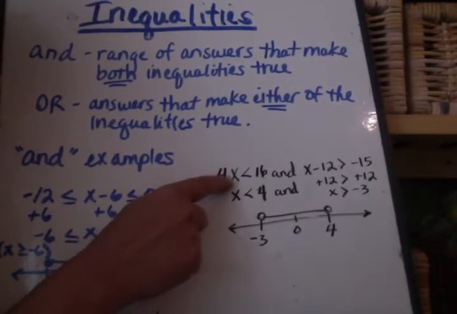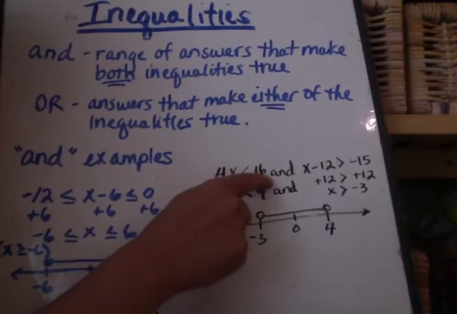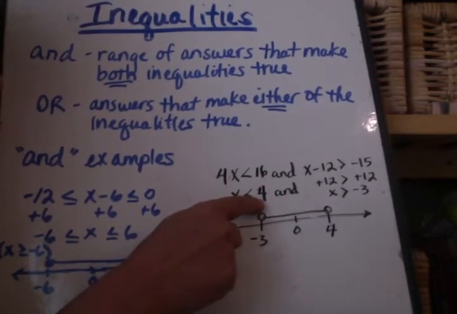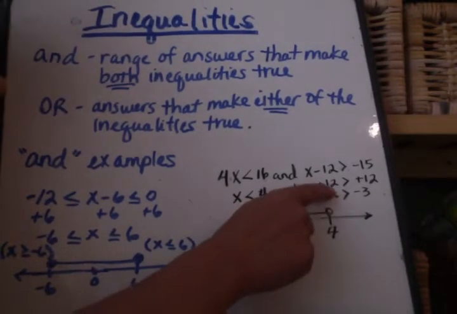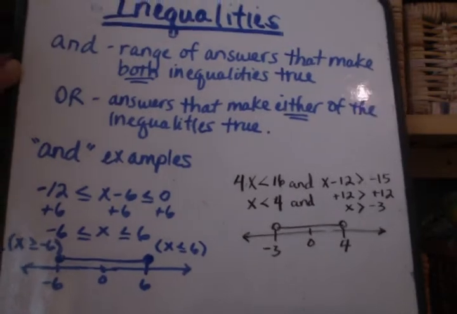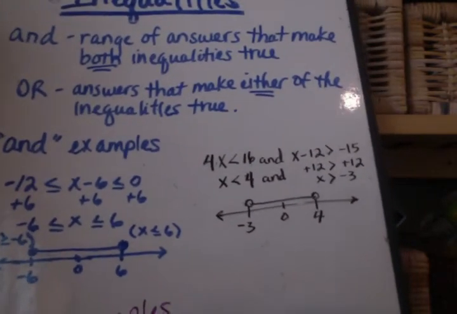So 4 divided by 4 is going to be just x. And then 16 divided by 4 is going to be just 4. So it's going to be x is less than 4. And on this side, I'm going to add 12 to both sides of the equation. So x minus 12, I want to add 12 to both sides.